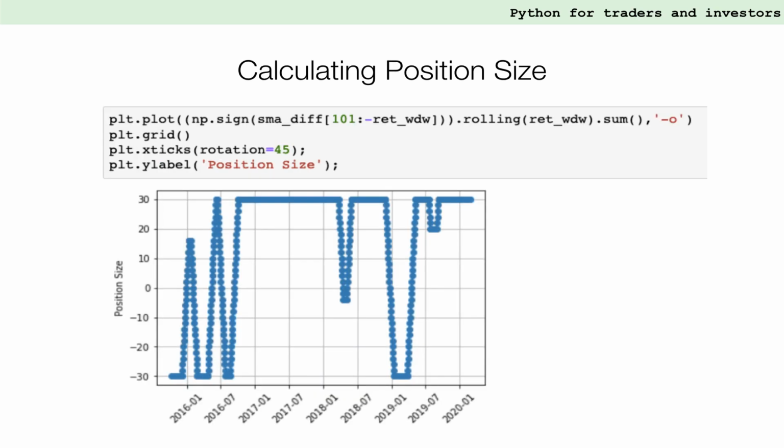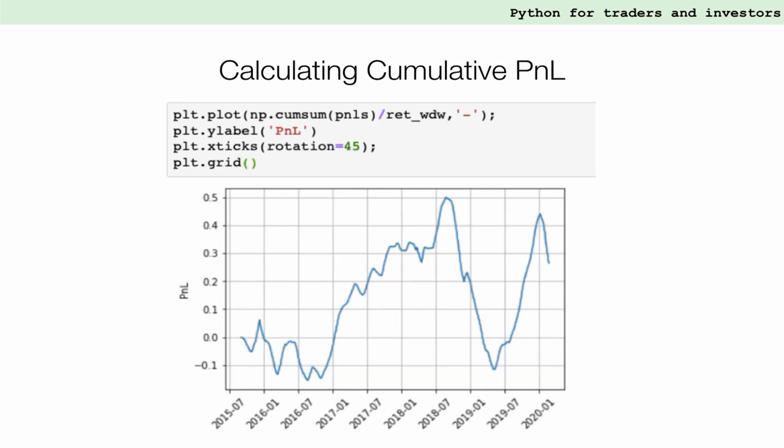So, since we have overlapping trades, we will actually scale in and out of positions as time goes on, and the next chart shows the position size over time. Since our trading window is 30 days, this will also be our maximum position size. We can see that at times we are maximum long or maximum short, depending on the direction of the trend.